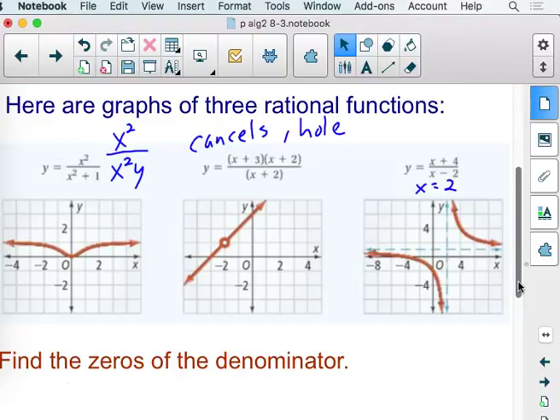Sorry? It is a y to the -1. But if we're reducing it, we're just going to cancel out the x squared.